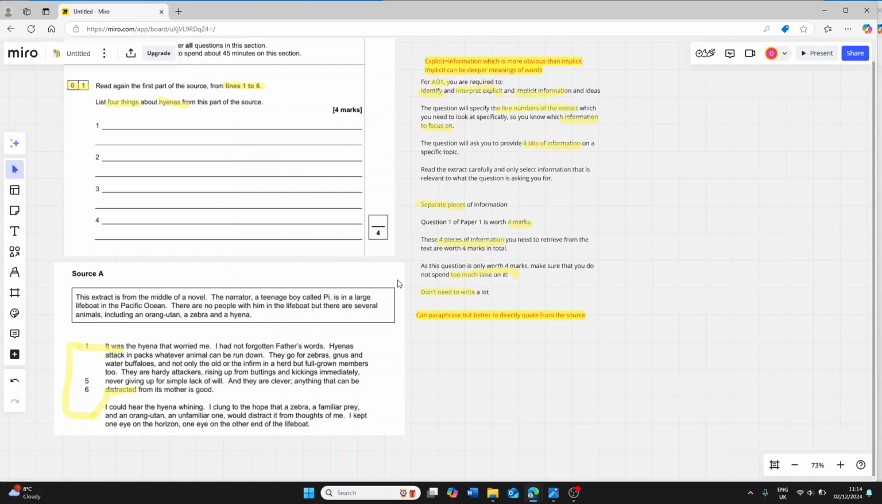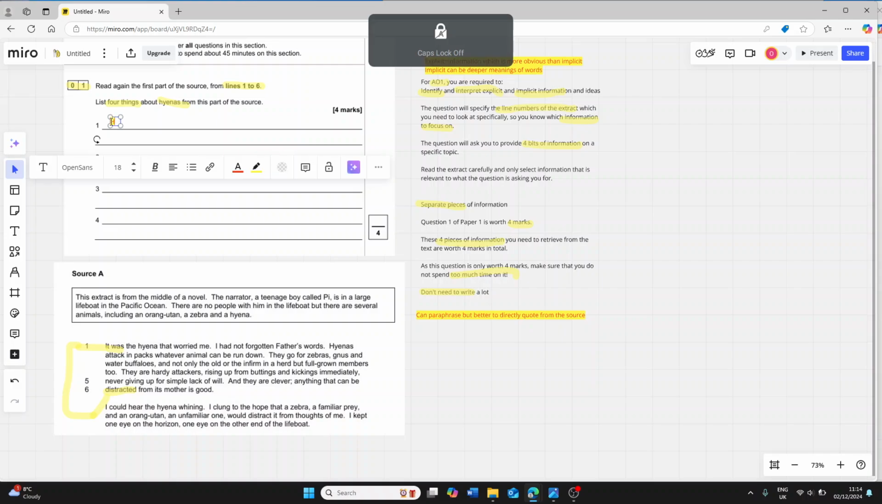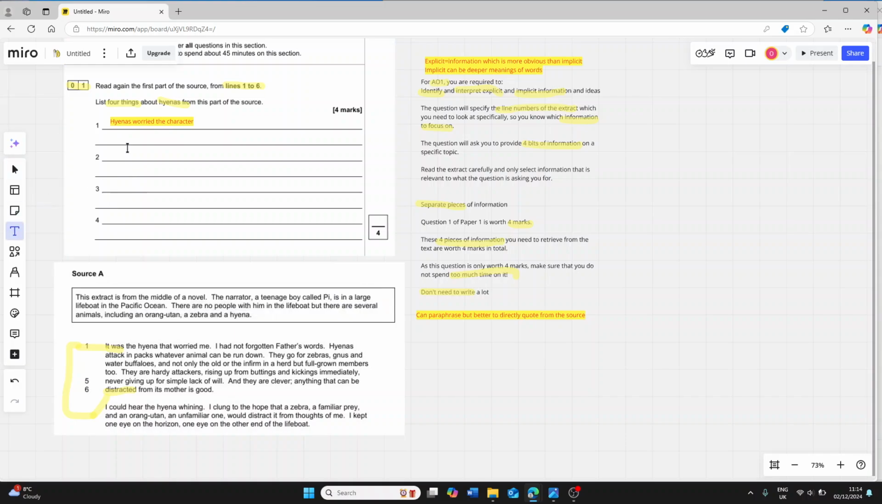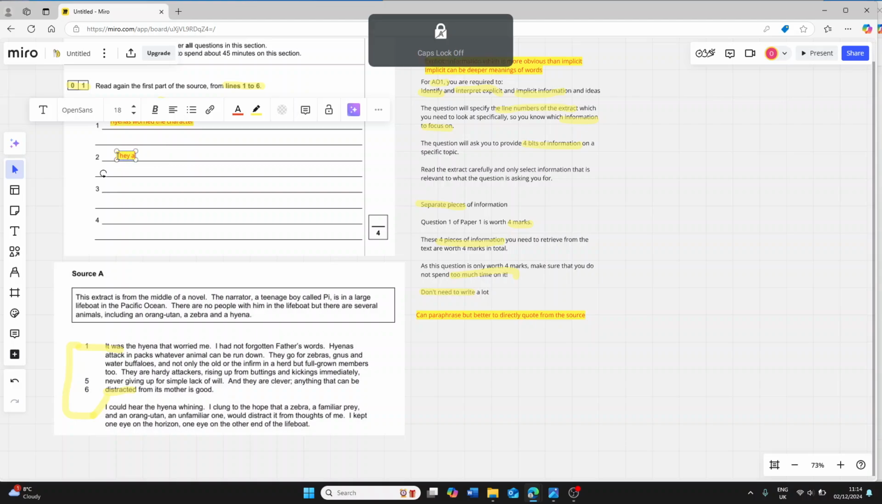Okay, so what kind of answers could we put? So write in the comments what answers you think you could put. So here we could say that the hyenas worried the character. As it says there, it was the hyena that worried me. We could say they attack in packs.